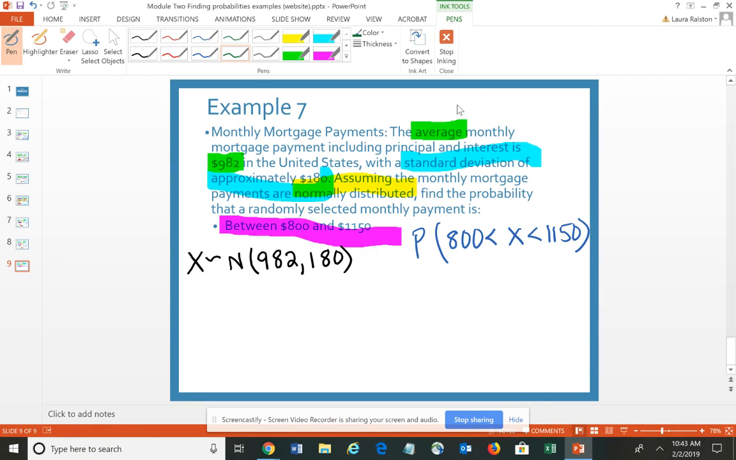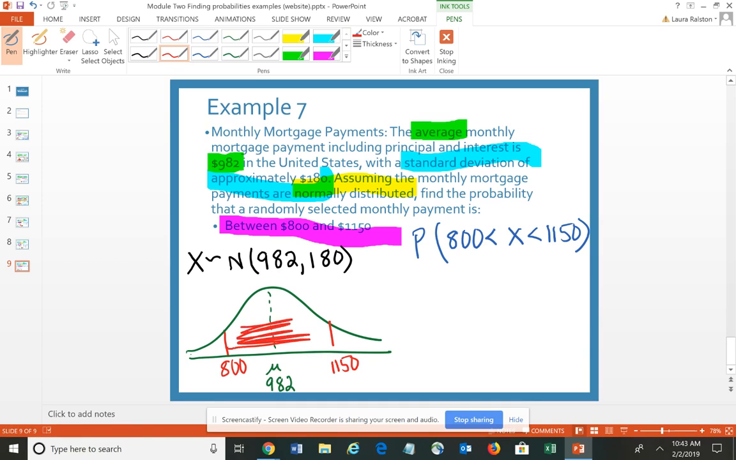Drawing our picture, horizontal number line, bell-shaped curve, mean in the middle of 982, and we want to be between 800, which would be below the mean, and 1150, which is above the mean. So we want to be between those two values.